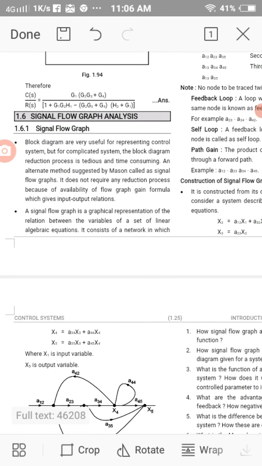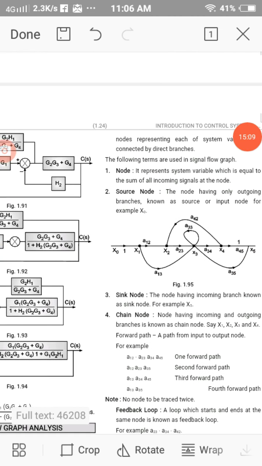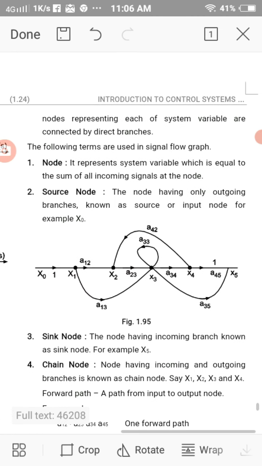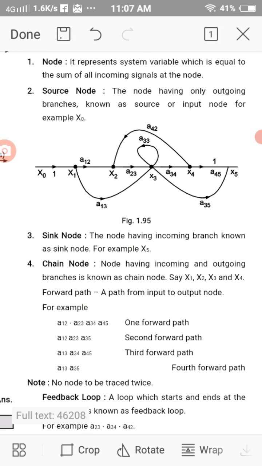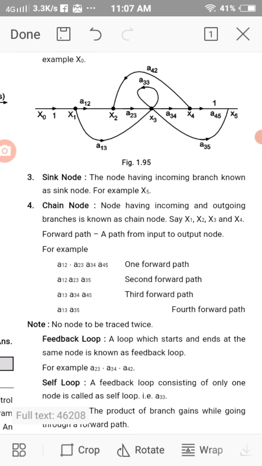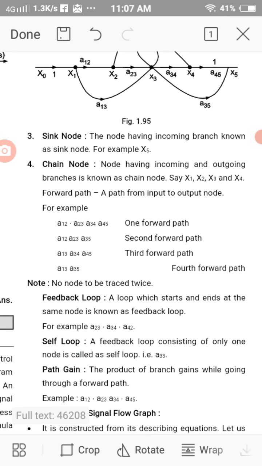It consists of a network in which nodes representing each of the system variables are connected by directed branches. There will be a node. What is meant by node? A node represents a system variable which is equal to the sum of incoming signals at the node. Source node means the node having only outgoing branches. Sink node means the node having only incoming branches, and a node having incoming and outgoing branches is known as a chain node. X1, X2, X3, X4 are the chain nodes.